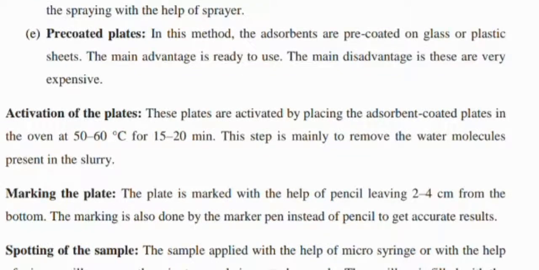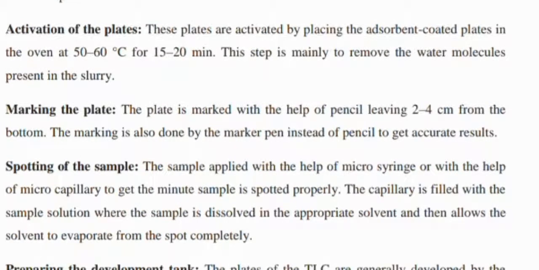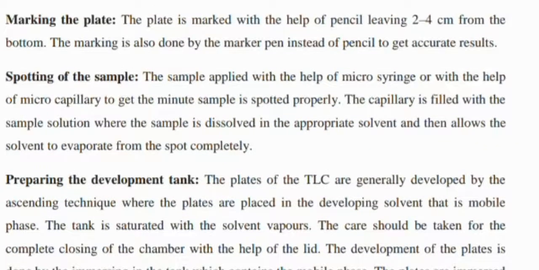The second process is the activation of the plates, where the plates are activated by placing the adsorbent-coated plates in the oven at 52 degrees centigrade for 15 to 20 minutes. The third process is marking the plates, which is done with a pencil, leaving 2 to 4 centimeters from the bottom. Another process is the spotting of the plates. The sample is applied with the help of a micro syringe or micro capillary so that the minute sample is spotted properly.